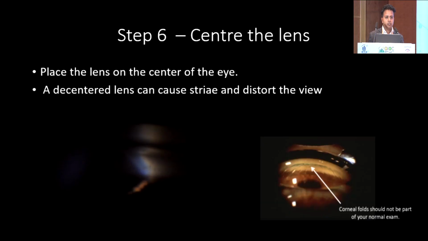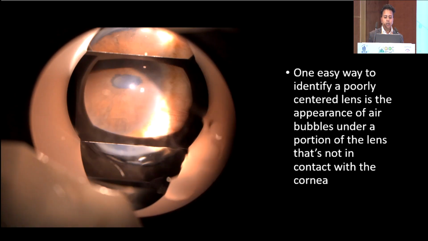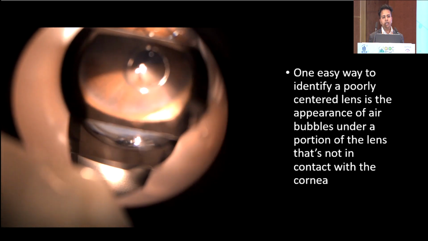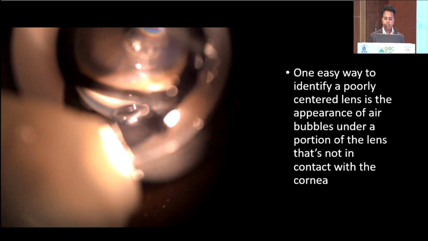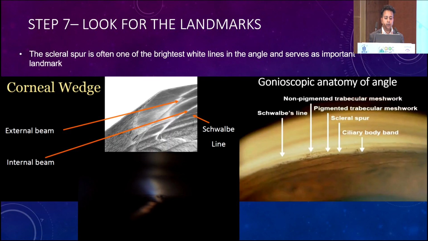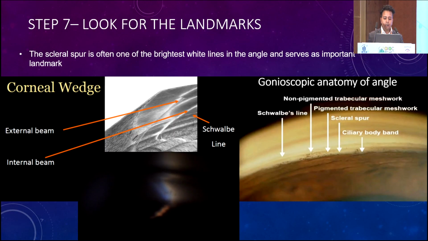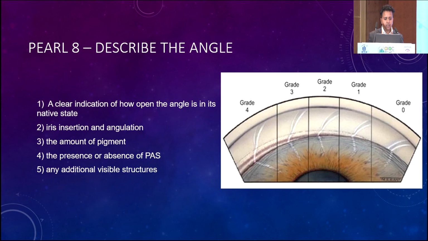Then centration has to be checked. It should be in primary position, and a good way to look for any decentration is the appearance of an air bubble, which proves that the portion of the lens had decentered. Then along with that, make the external wedge, then accordingly grade your angles, and describe the angle structures which you are seeing. Then describe according to whatever grading system you're using, a clear indication of how open the angle should be in primary position.